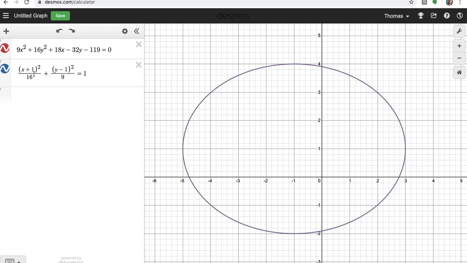Take a look. We've got (x plus 1) squared over 16. We are a horizontal stretch of 4 in either direction from the center. We've got a vertical stretch of 3 in either direction. So there we've got an ellipse. Today we're going to work through mixing up the forms, graphing, and seeing how circles are really just a special case of an ellipse. And I'm going to give you some other pieces. You've got to find the different parts, writing the equations. Good luck.